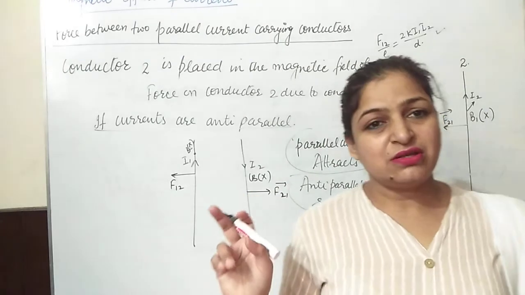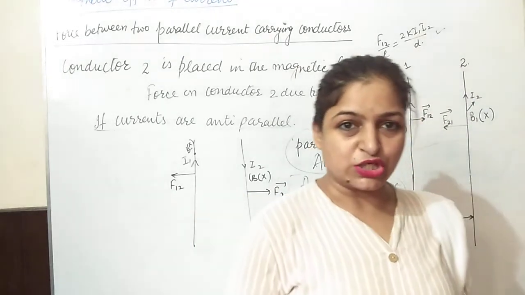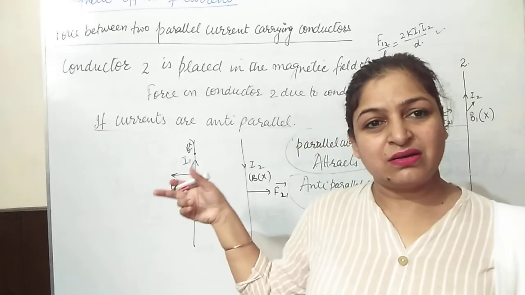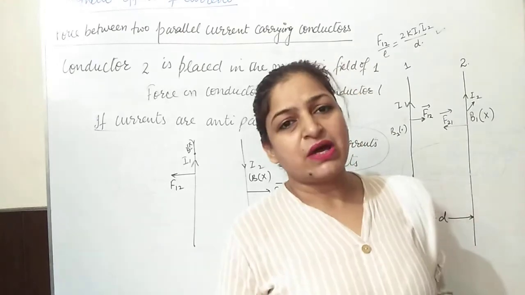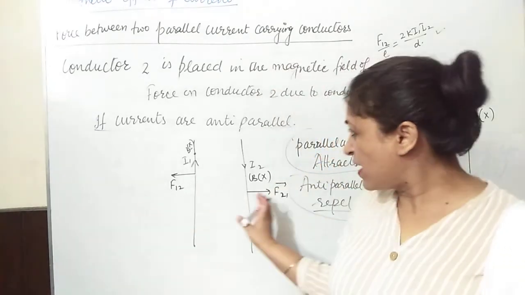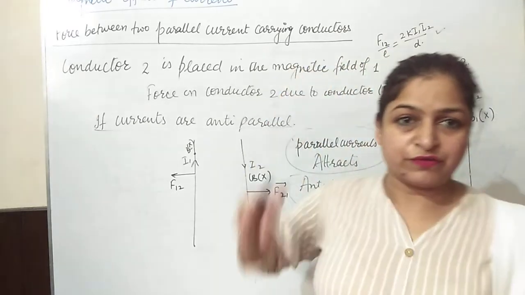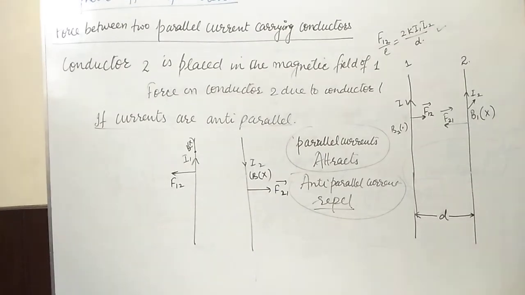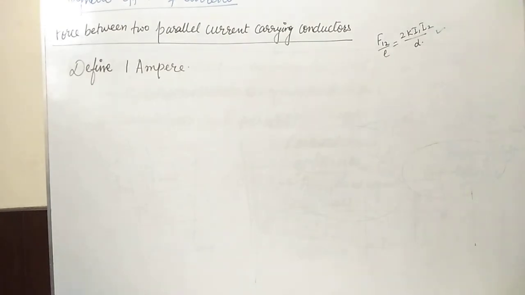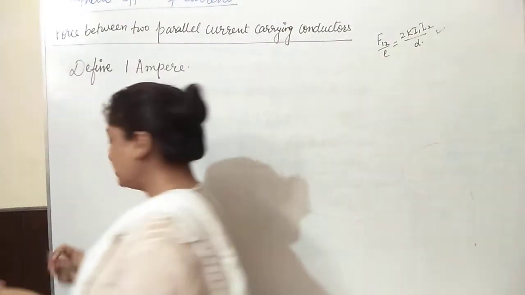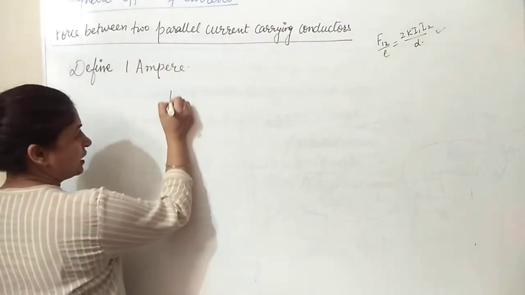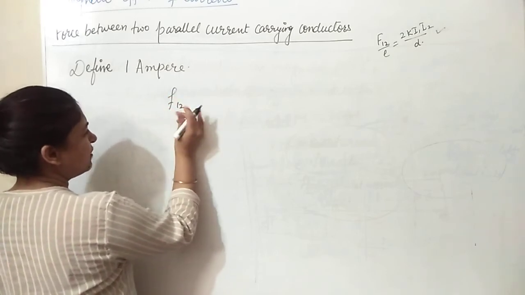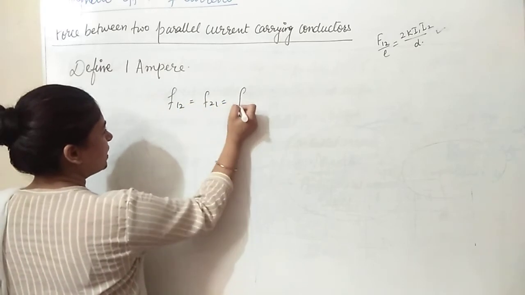This derivation generally comes as a 5 marks question. It is a very important derivation, and after it, another question is tagged: define 1 ampere. So let us define 1 ampere with this expression of the force. Let me rub the board first. Now let us define 1 ampere. The expression of the force per unit length we have derived is F12 or F21. They are exactly the same, so I am writing it as F.